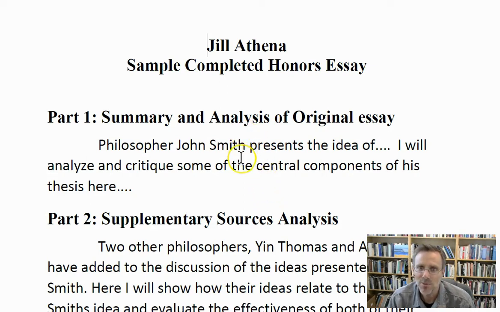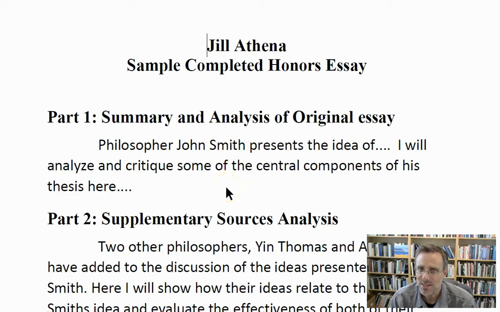It will have a part 1, summary and analysis of original essay. As a class or as a group, you will choose some reading, probably a short essay, by some philosopher on a topic that we've worked on together and chosen. The first thing you'll do is write a 5-page analysis of what you read, what the arguments were, and what you thought about it. Be sure you're focusing especially on the arguments given, which means premises, reasons, along with conclusions, what's implied by those reasons.